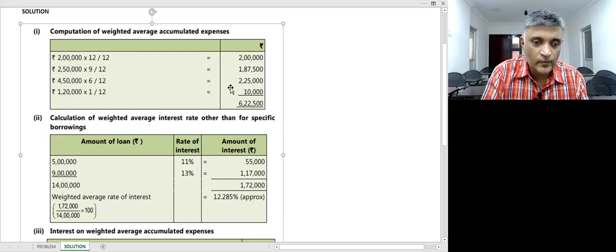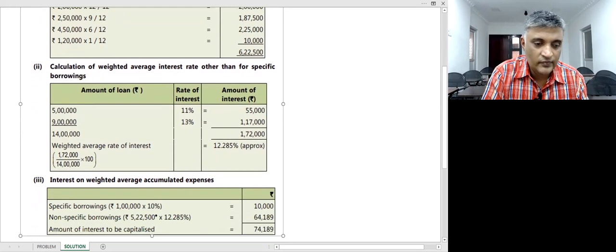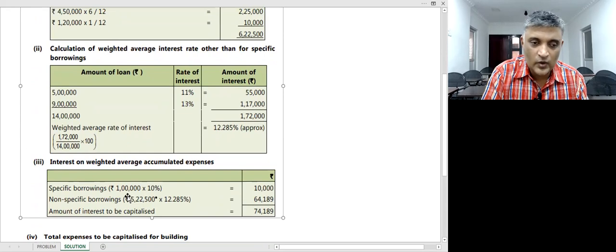So once we know what is the weighted average amount of expenses and what is the weighted average interest rate to tackle the generic loans, we can actually find out what is the interest to be capitalized. Specific borrowings, it's 1 lakh. On the 10%, it's 10,000. For the generic borrowings, it is around 522,500. That's the average amount spent. 522,500 into 12.285. How did I get this 522,500?